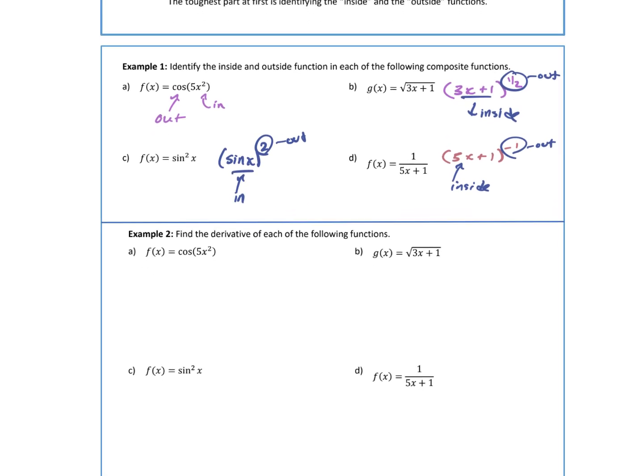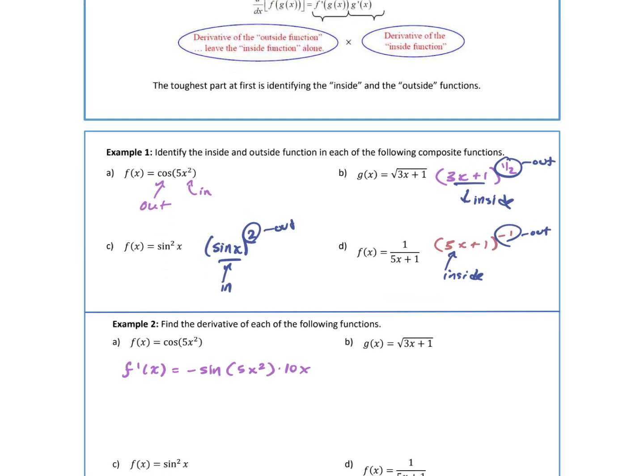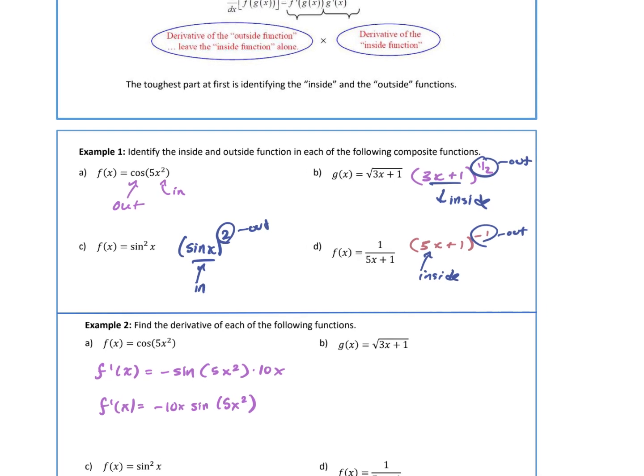All right, find the derivative of each of the following functions. So again, you're going to work from the outside in. So cosine is the outside. So you're just going to do the derivative of cosine, which is negative sine. So we're going to start with negative sine. So f prime of x is negative sine of the inside, and then times it by the derivative of the inside, which is 10x. So my final answer here would be negative 10x sine of 5x squared.